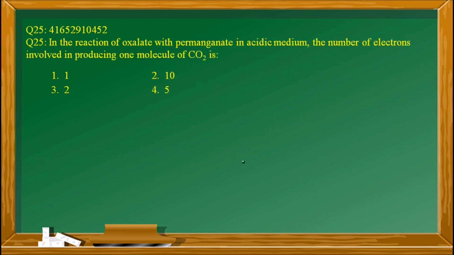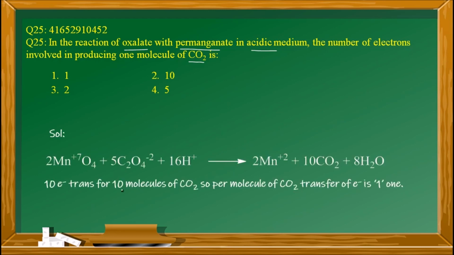Next, question number 25. In the reaction of oxalate with permanganate in acidic medium, the number of electrons involved in producing one molecule of carbon dioxide. Let's see how many oxalates are required. Yes, friends, 5 oxalic acid molecules with 2 moles of KMnO4 in the presence of acid are going to give 10 carbon dioxide molecules. 10 carbon dioxide molecules. Right, friends.